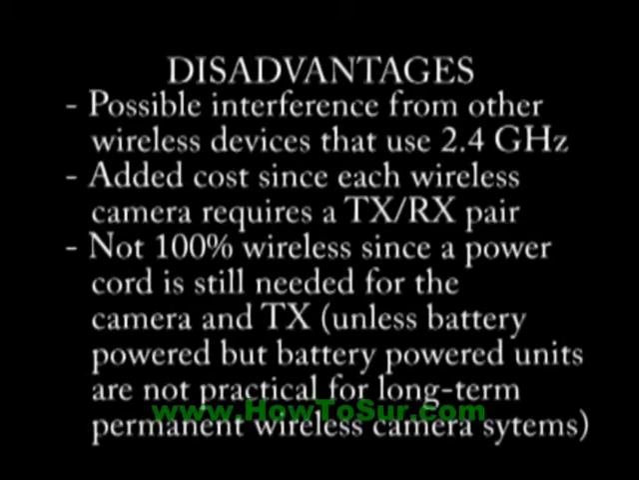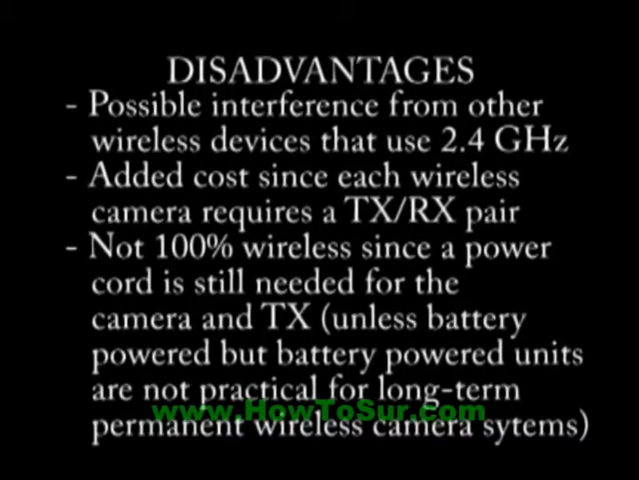Now, the second main disadvantage of a wireless camera system is that each camera requires its own transmitter-receiver pair, so this obviously adds to the cost of the wireless system. Finally, wireless camera systems are not 100% wireless in the sense that you need to have power for the camera and the transmitter, and that requires a power cord.